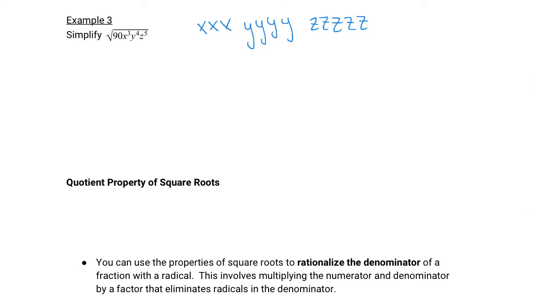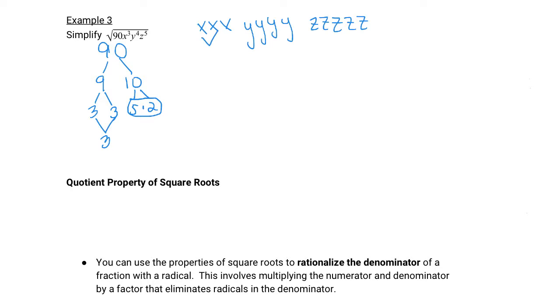Now I'm going to do 90. Let's simplify that. Let's do 9 times 10. 9 is 3 and 3. 10 is 5 and 2. Those are all primes. I've got a pair of 3's and 5 and 2. I'm going to multiply those together when I put them back under the radical.